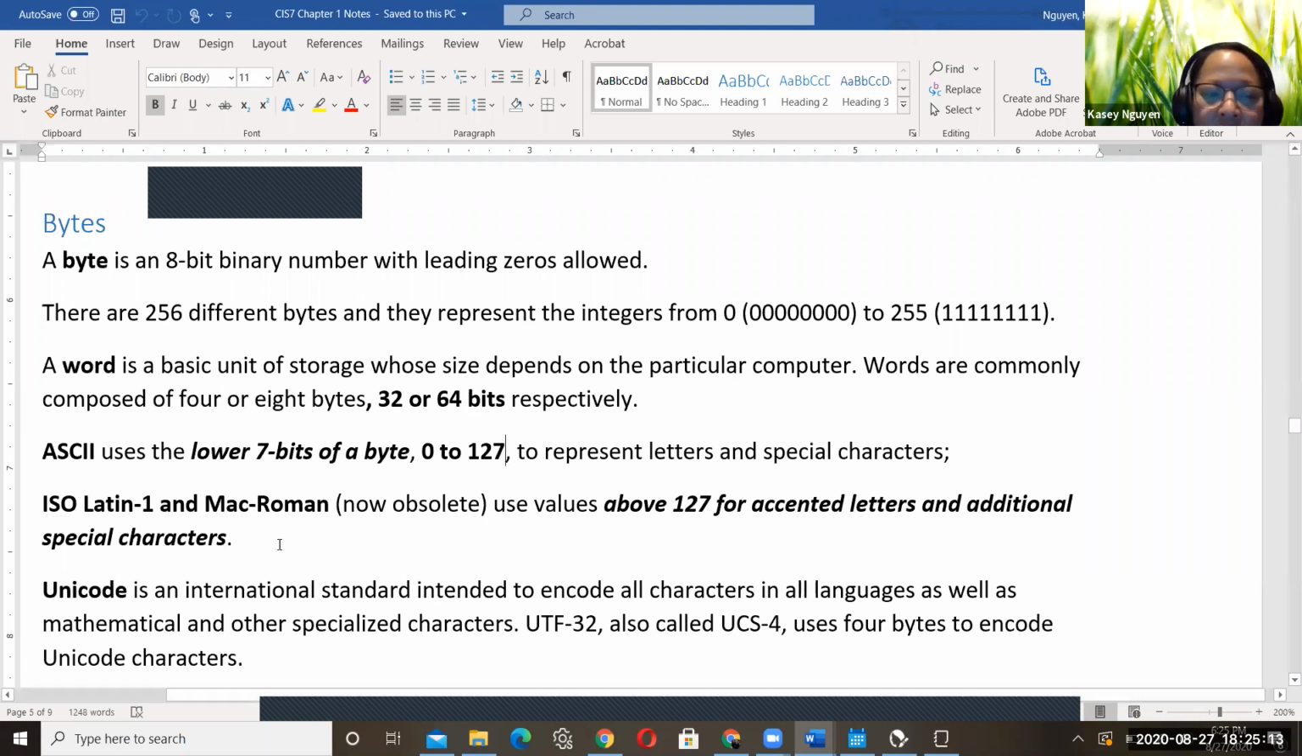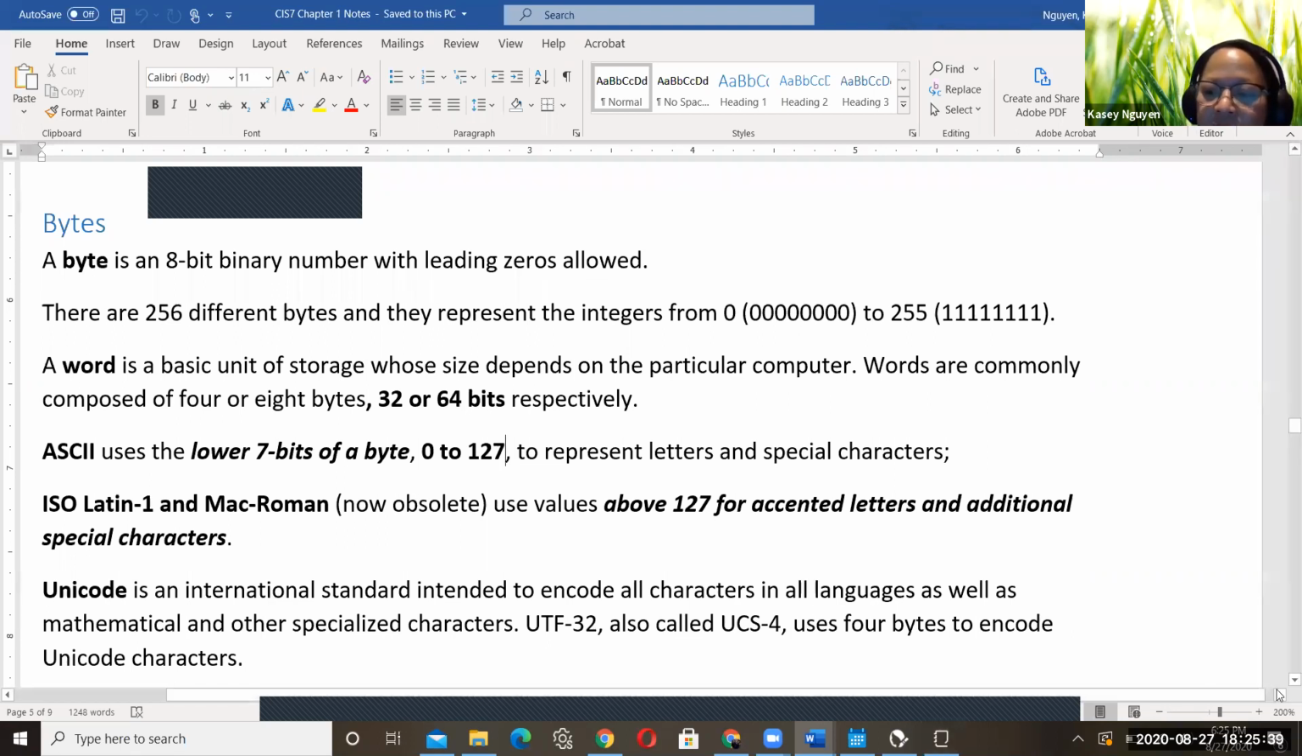For ISO Latin and Mac Roman, which is obsolete, the values can go above 127. So when we deal with text with accents, like in different languages, you would see that some of the symbols used in accented text would use special characters that reach above 127 in decimal equivalent value.